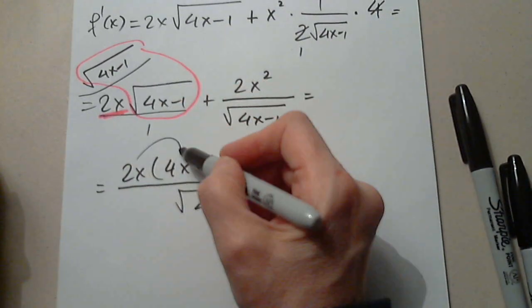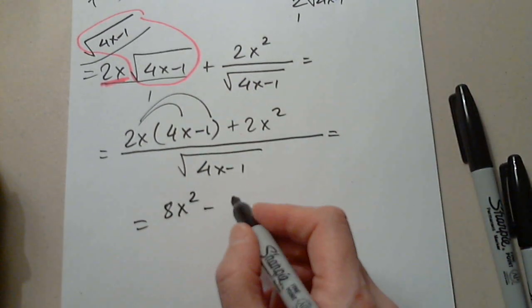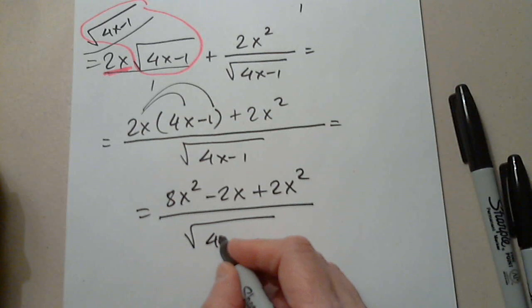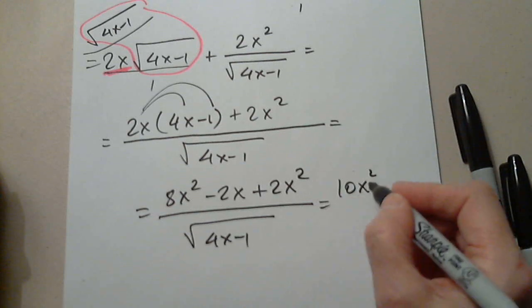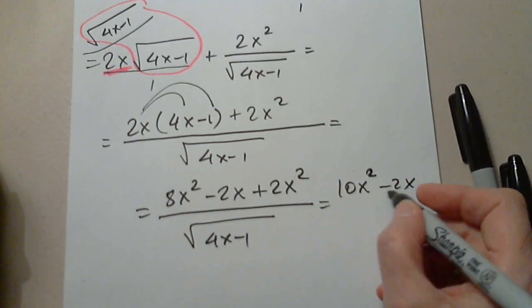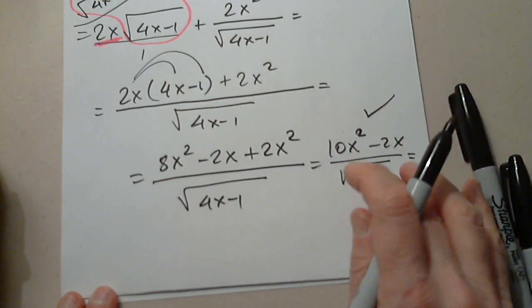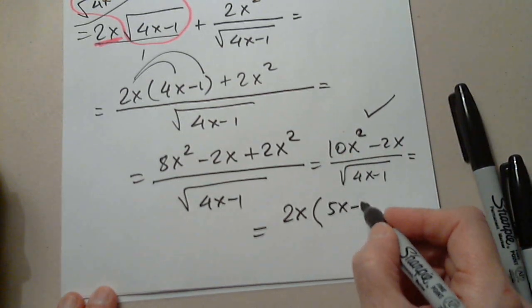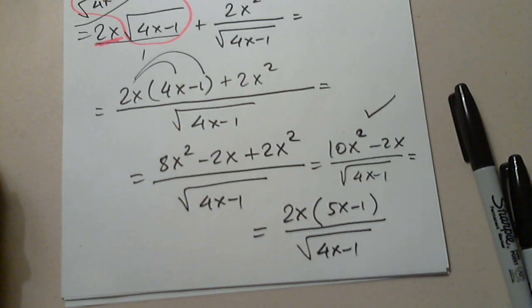Yes, now I have to distribute 2x here. So I have 8x squared minus 2x plus 2x squared over the square root of 4x minus 1. And I have to add, and I have 10x squared, in descending order always, minus 2x over the square root of 4x minus 1. To be honest, I'm okay with this, but I would take it one more step. Factor out 2x at the top and get this over the square root of 4x minus 1. Great. It was a great pick.